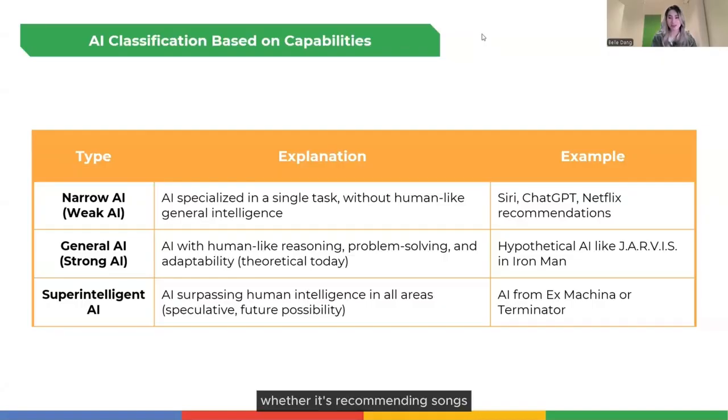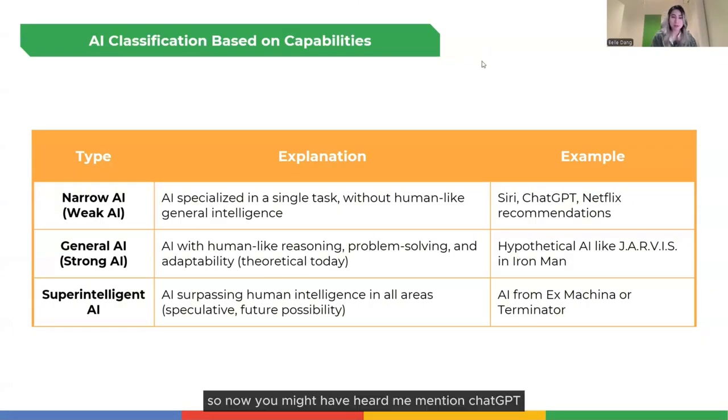Whether it's recommending songs, predicting the weather, or detecting spam email, this AI focuses on doing one job, and it does it well. You could always count on them. I think one of the best examples you could see is Netflix recommending you a series you didn't know that you would love, but now you can start watching.